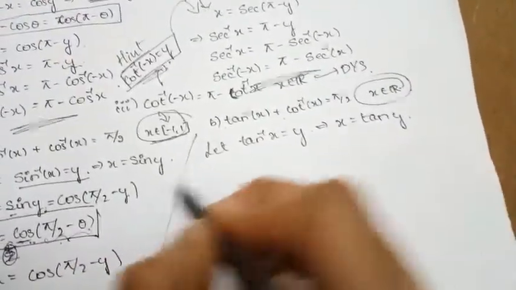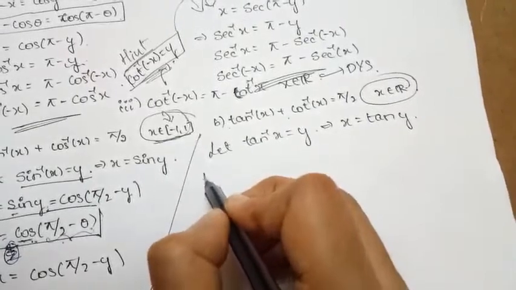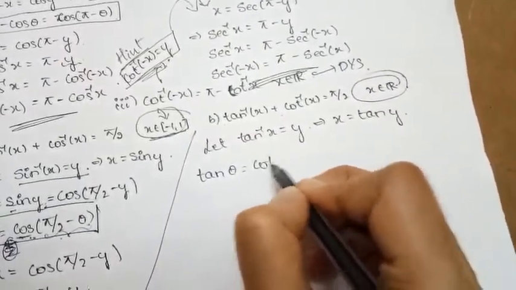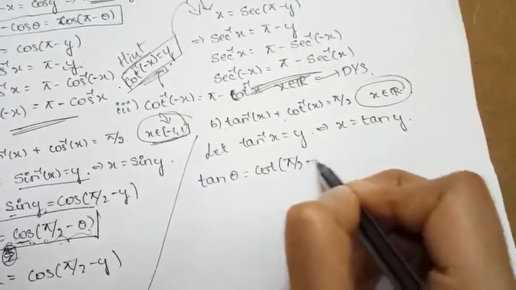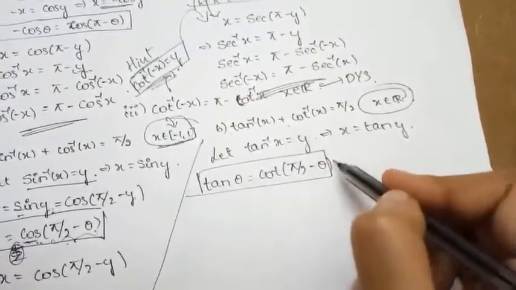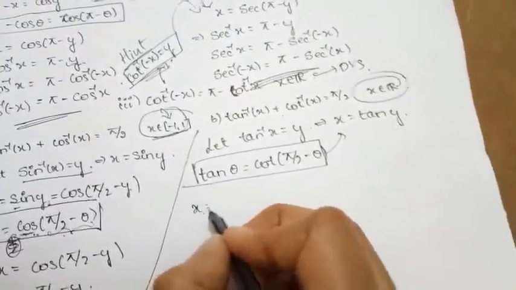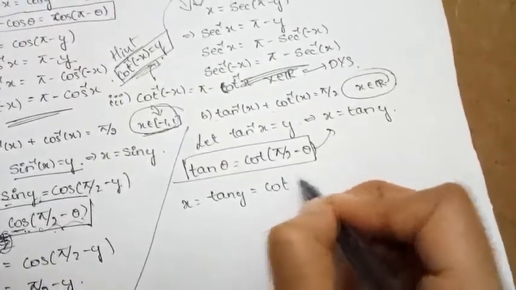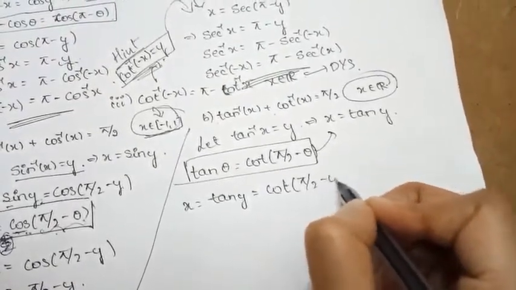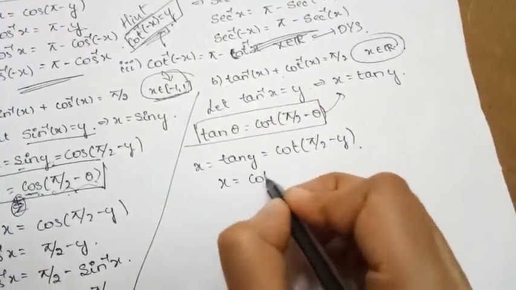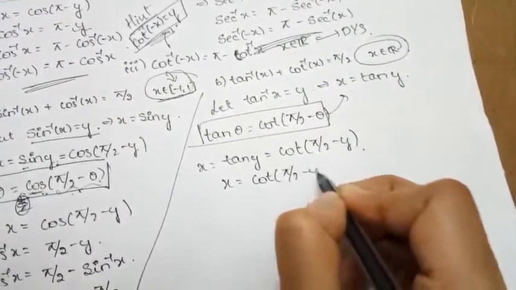So x is equal to tan y means, as we already know, I can write tan theta as cot of pi by 2 minus theta. So by using this property, I can write x is equal to tan y as cot of pi by 2 minus y. So what does that imply now? x is equal to cot of pi by 2 minus y.